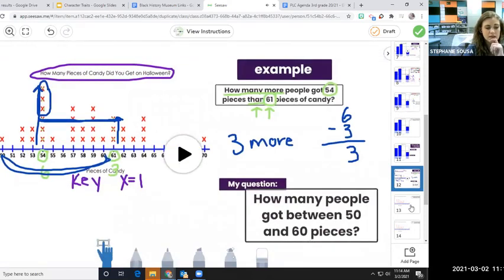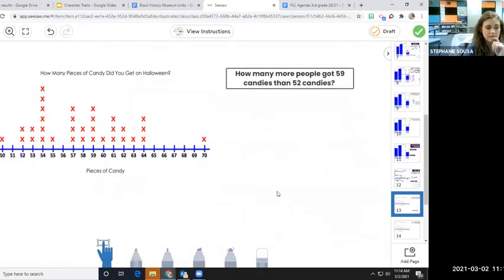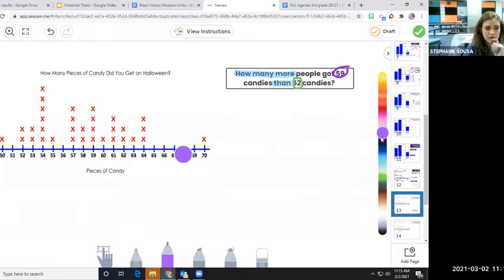Okay, let's take a look at slide 13 together. We have our vocabulary here. How many more people got 59 candies than 52? So we're going to find 59 on the graph. We're going to find 52 on the graph. 59 is right here. I can see that there are 1, 2, 3, 4 X's on 59. So 4 kids got 59 pieces of candy.